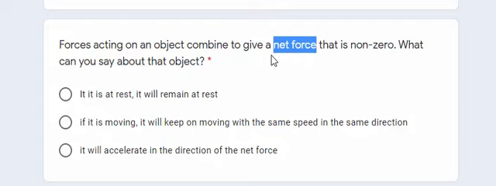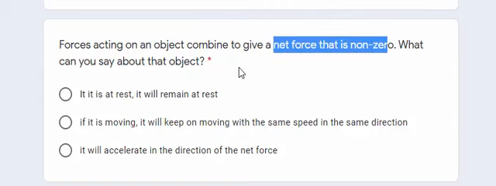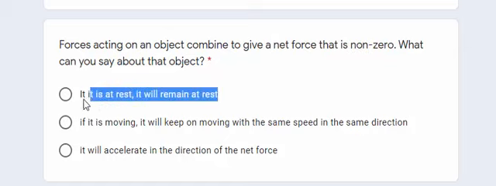Okay, let's answer the question now. So here they say we have a net force since it's non-zero. What can we say about the object? Let's look at the answers. If it is at rest, it will remain at rest. That's not saying anything about the object accelerating because of the net force. So this is not correct.